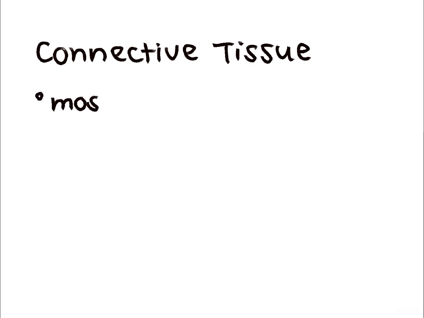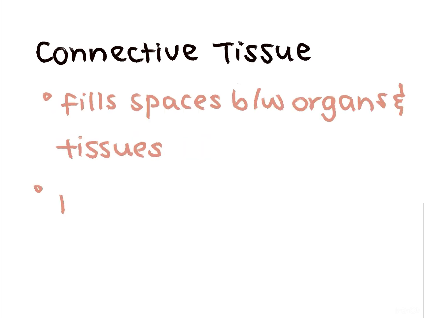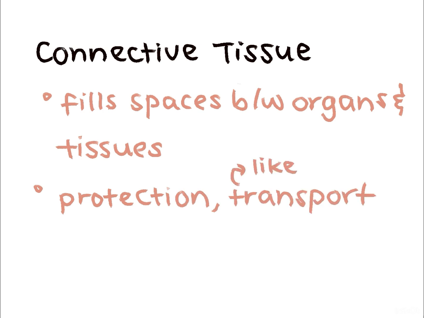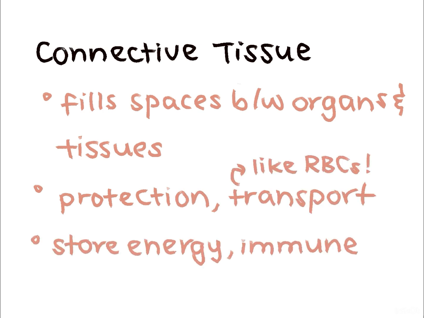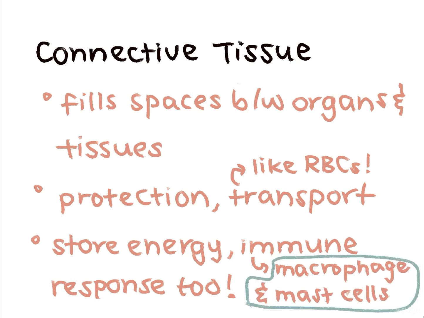Now let's look at connective tissues. It is the most diverse and abundant tissue type. It fills spaces between organs and tissues, and it provides protection, transport like red blood cells, stores energy, and also immune responses like macrophages and mast cells do.